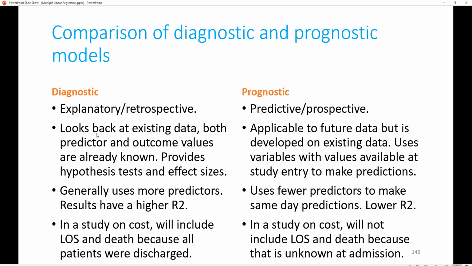Diagnostic models look back at existing data. Both predictor and outcome values are already known. They provide hypothesis tests and effect sizes in that analysis. And prognostic models are applicable to future data, but are often developed on existing data. They use variables with values available at study entry to make predictions. In other words, for prognostic models, we're calculating predictions at the moment that patients may walk into the hospital or may be assigned a treatment. We're making these predictions right at the very beginning, and we have no information on what that outcome may look like. So that's the difference between diagnostic and prognostic models. Diagnostic models have all the data in them, while for prognostic models, we're often assigning predictions at the moment that patients walk through the door.